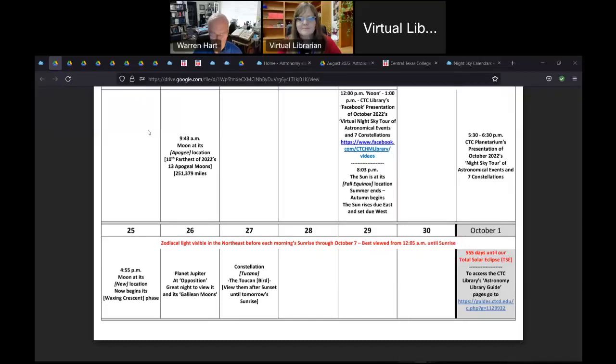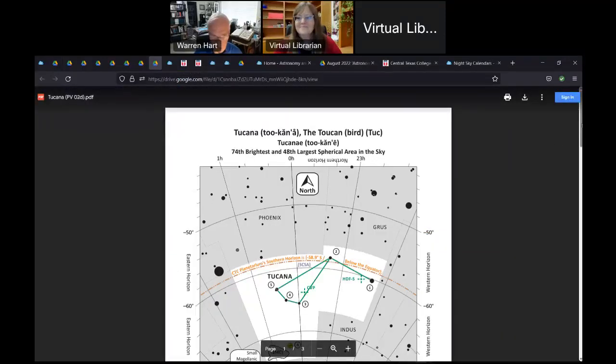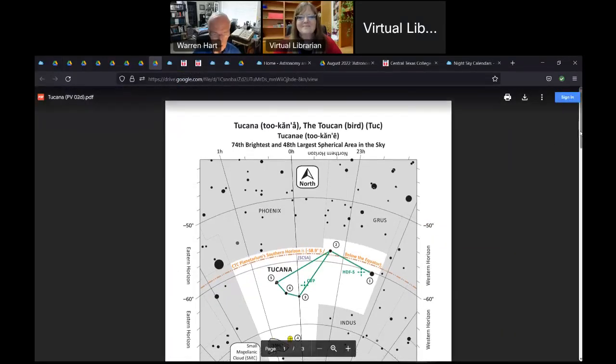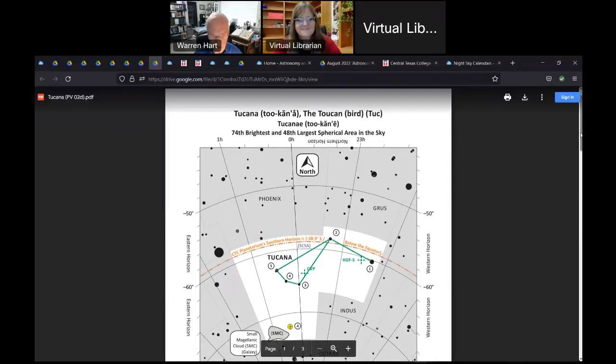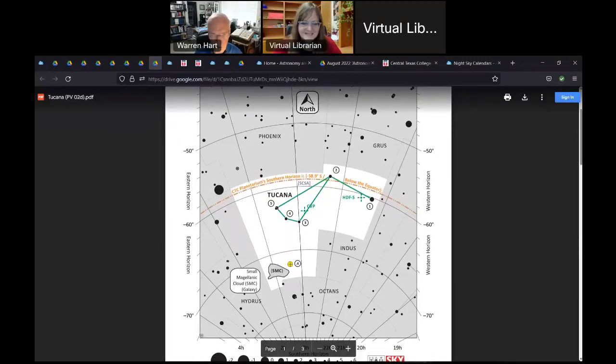Now, our last constellation, let's go to Tucana, the toucan, and again, that's a bird. And here we have its southern horizon, and the southern part that we cannot see. And so how much of Tucana can we see? Well, star number 2, and that's it.